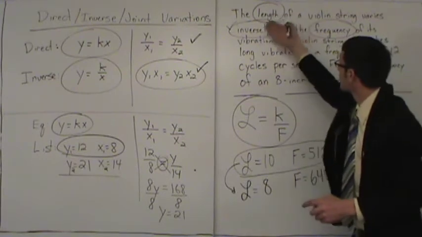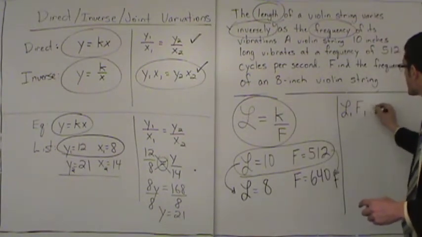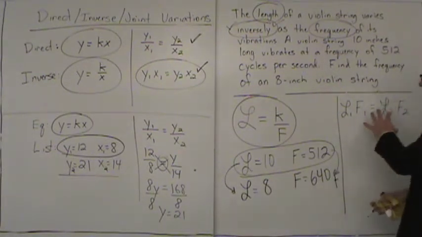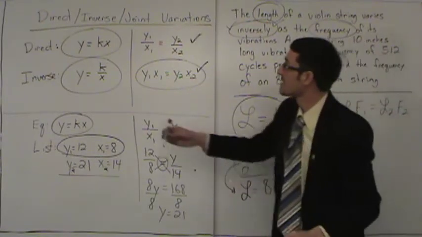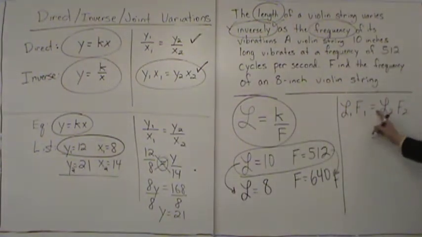Well, length varies inversely with frequency. We can say L1 F1 is equal to L2 F2. Again, this can get confusing with direct variation, but L1 F1 is L2 F2. Why? Because if y varies inversely as x, y1 x1 is y2 x2. Notice there's no k value in this equation.